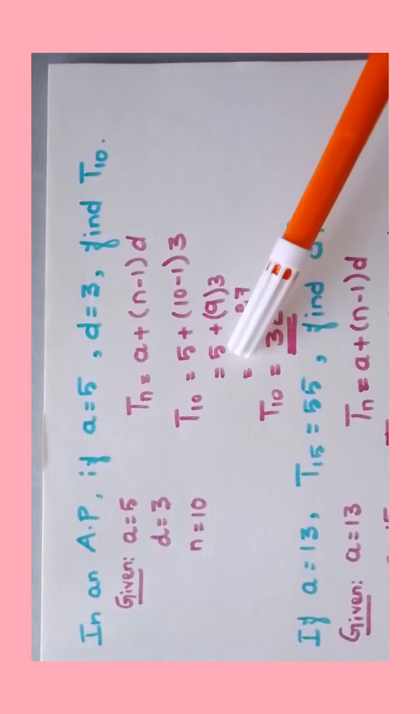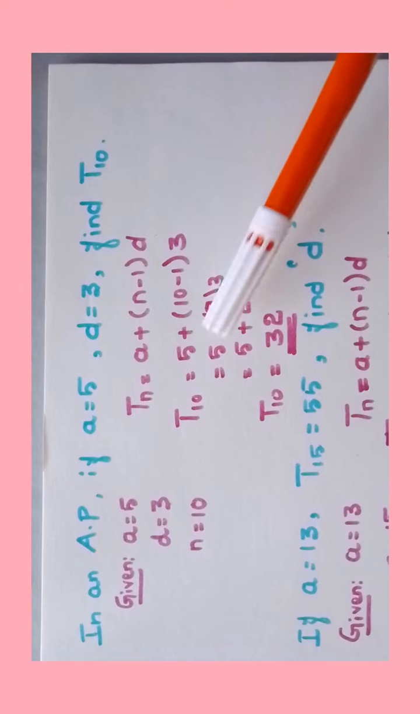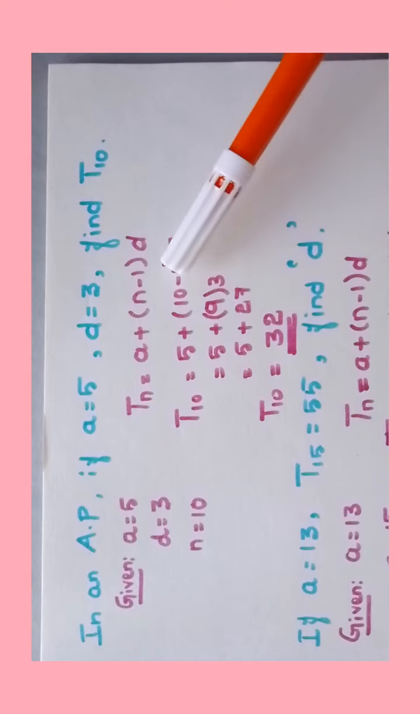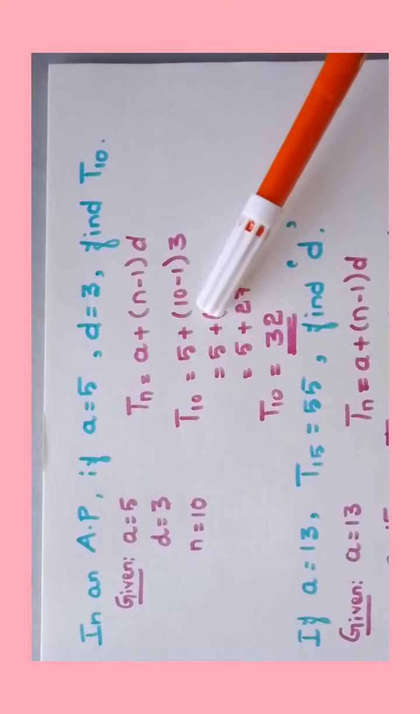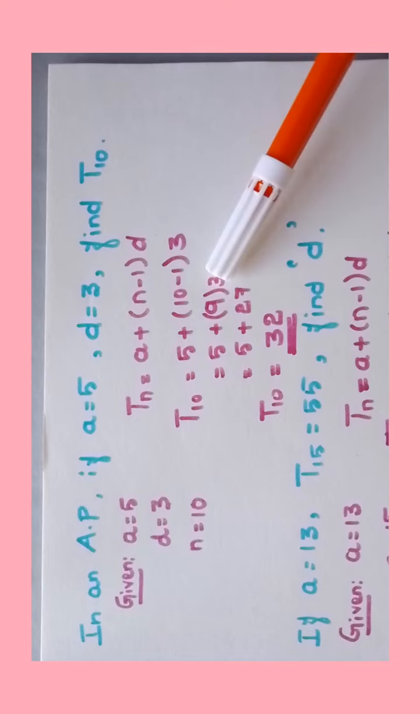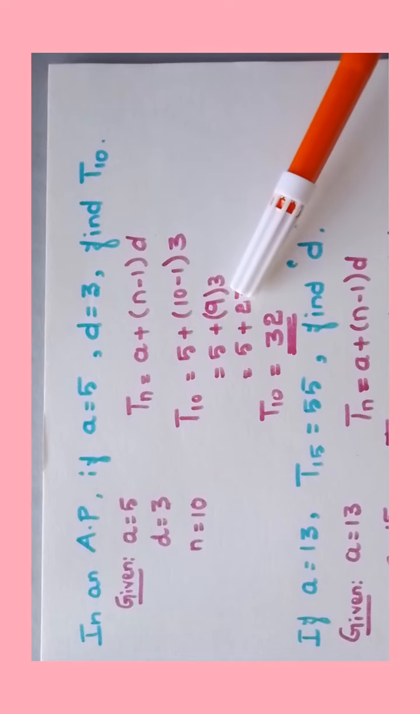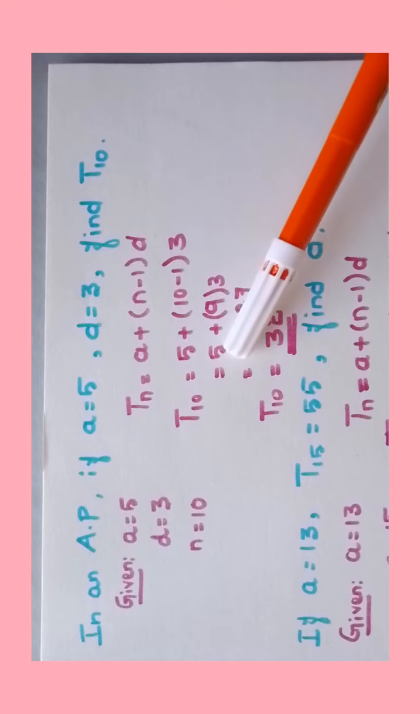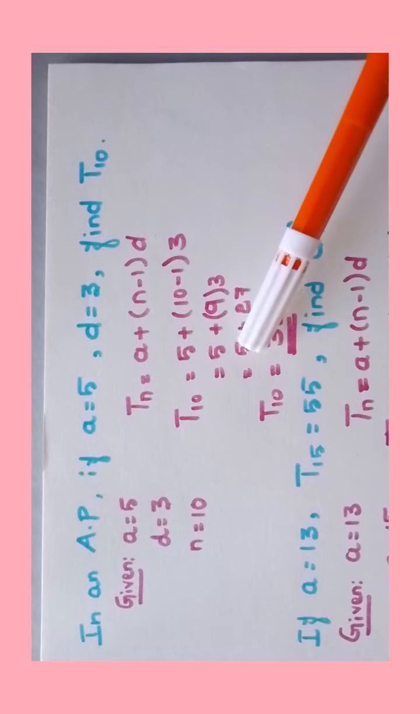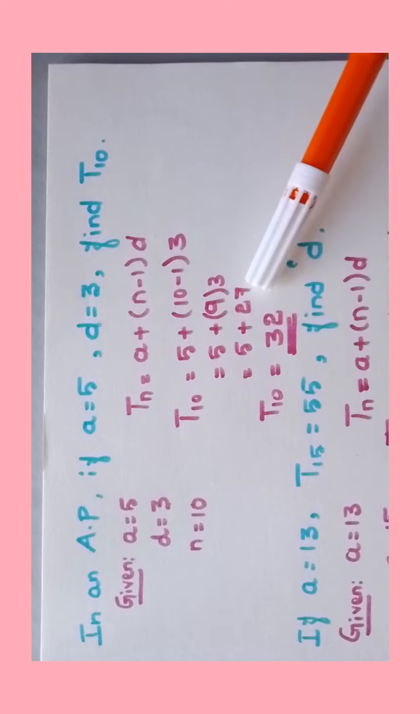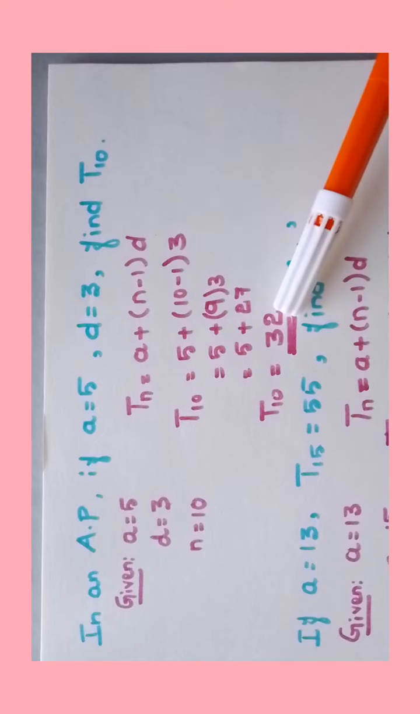After substituting, we have to solve. 5 as it is. 10 minus 1 is 9, and it is in multiplication with 3. So 9 3s are 27. Till then this 5 will be carried, and hence here we get 5 plus 27, which is equal to 32.